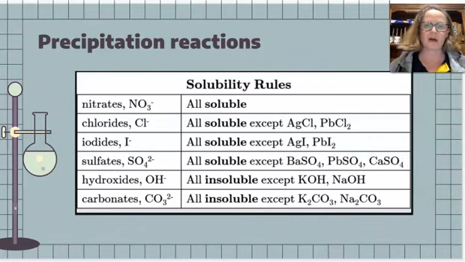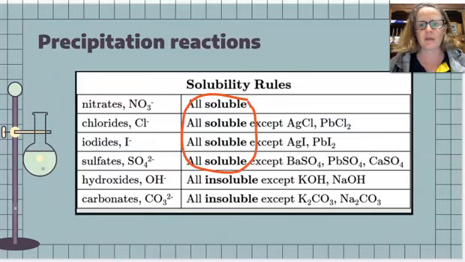So here are our solubility rules, and you'll see that we've got some things that are always soluble with a few exceptions. So we've got all these things that are soluble, but we've got a few exceptions, and the exceptions include things like all chlorides are soluble except silver or lead chloride. Similarly with iodides, all iodides are soluble except silver and lead. Sulfates are all soluble except for barium, lead, and calcium sulfate.